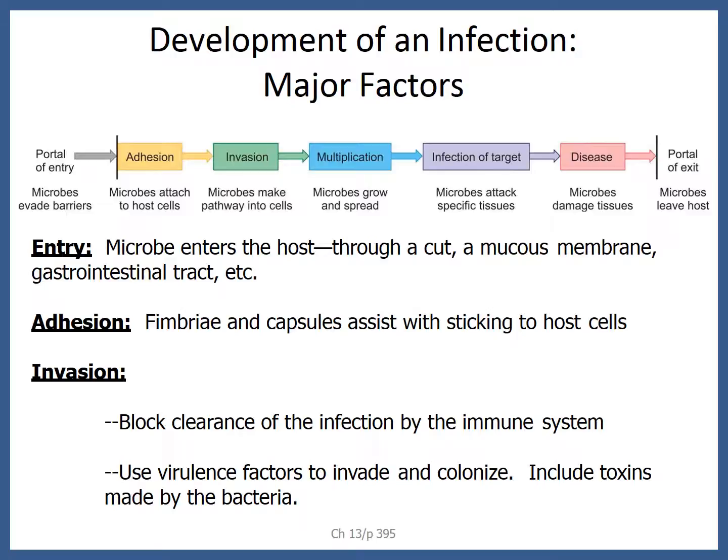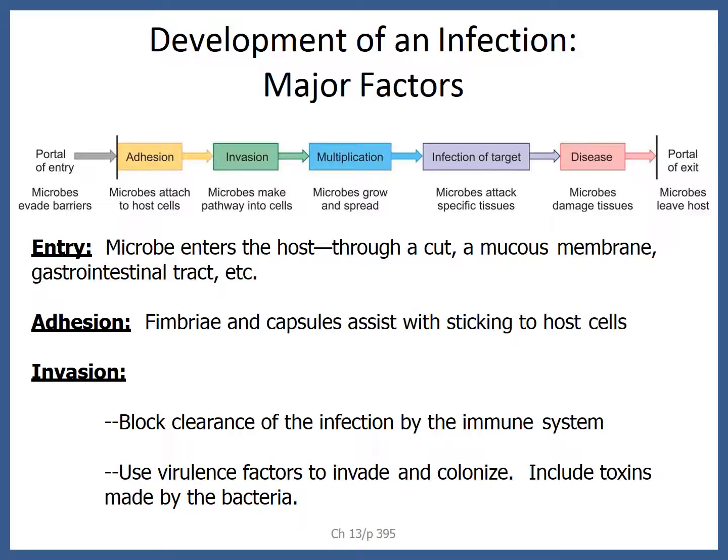I think this graphic from the book does a nice job of showing the process over time. So first, the microbe must get into the body, and this can happen through a variety of what we call portals of entry. It can be through a cut, it could be through a mucous membrane, so through the eyes or your mouth. You might eat a food that has a harmful food pathogen, so it enters through the gastrointestinal tract. So these are all different types, and it's going to depend on the microbe.